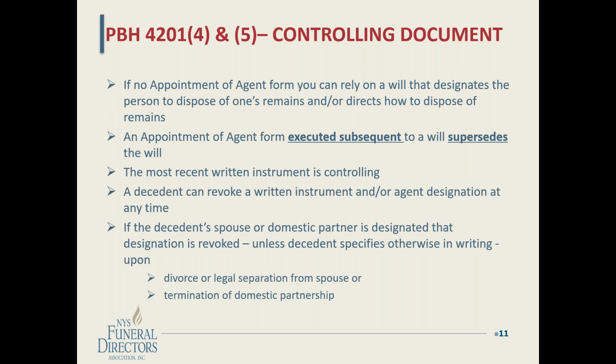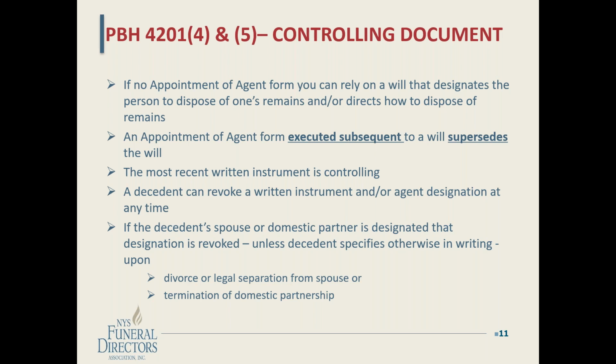As I mentioned on the form, the decedent can revoke a written instrument or agent designation form at any time. Same thing holds true with being able to revoke from a will. So you can either revoke as the person who made the appointment by executing a subsequent written instrument, or by, as the law says, any other subsequent act by the decedent evidencing a specific intent to revoke the prior written instrument.